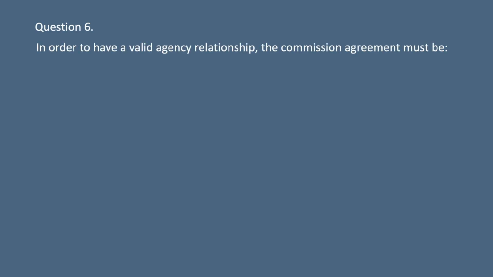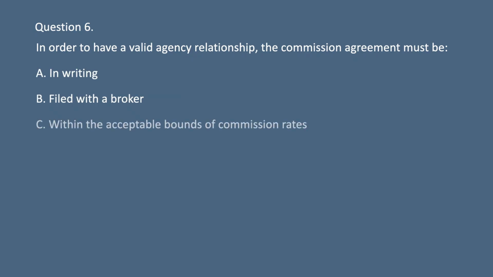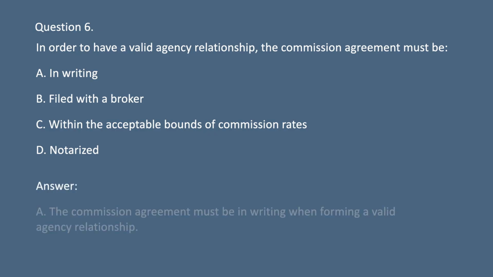Question 6. In order to have a valid agency relationship, the commission agreement must be A. In writing. B. Filed with a broker. C. Within the acceptable bounds of commission rates. D. Notarized. Answer A. The commission agreement must be in writing when forming a valid agency relationship.